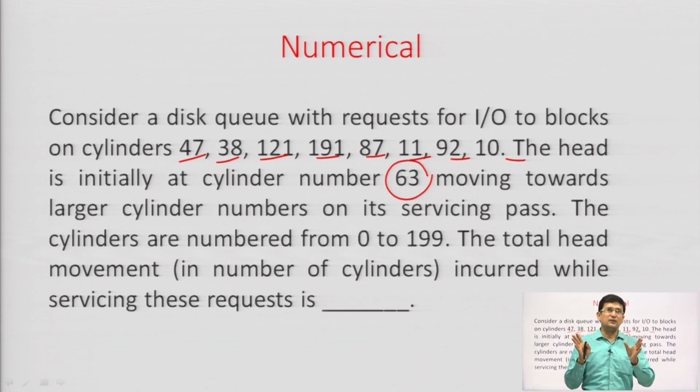The SSTF algorithm will compare the minimum distance of 63 from the various requests. So whichever request is the nearest one to 63 will be satisfied, and then in the next go we must have reached some location. From there it is seen what is the minimum request distance, and so on and so forth.